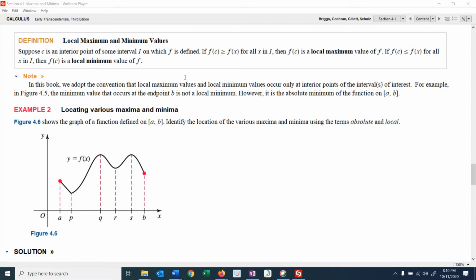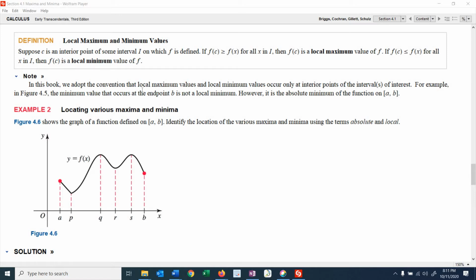Now, before we look at an example, I want to talk about something that you should be aware of. When someone asks you to find a local maximum value of f, it's actually the y value for the function, because it's f evaluated at C. If they ask you for the location of the local maximum value, the location is at the x value, and in this case, the x value is C.